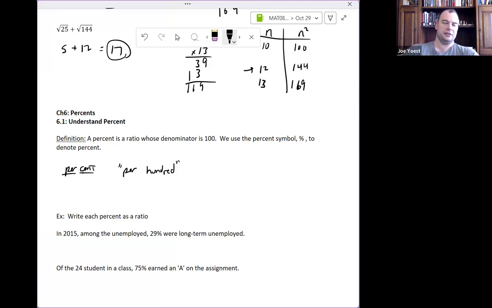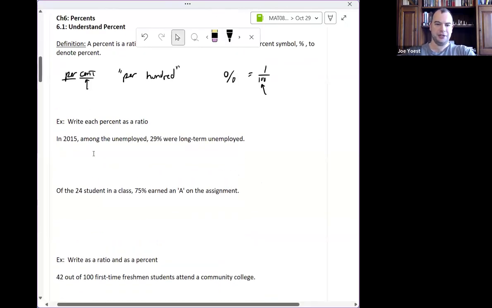Or you think of centennial or a Roman centurion, there were 100 of them. Or I think a centurion was in charge of 100 soldiers. So things like that, or going back to Latin, this prefix cent has to do with 100. And we use the percent symbol to denote 1/100th. The percent symbol, in essence, denotes this denominator of 100. So let's write each of these percents as a ratio.